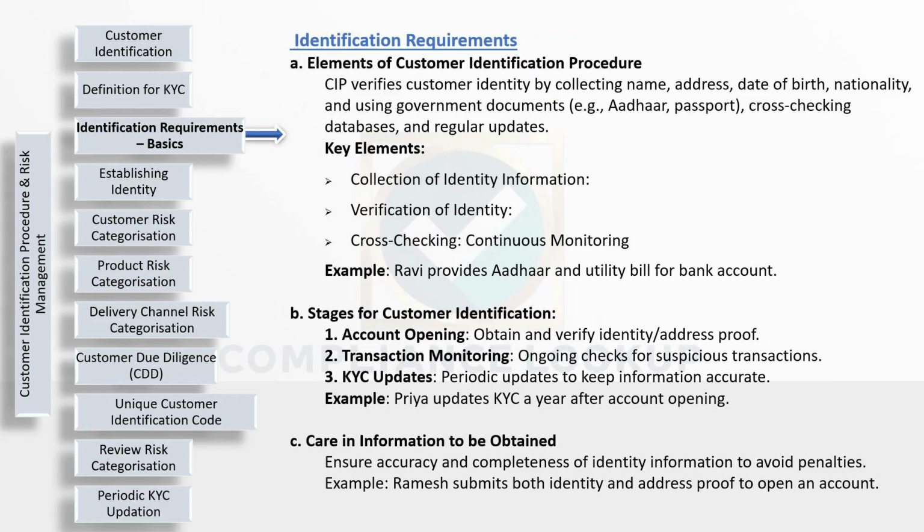Example: a bank asks Ramesh to submit both his identity and address proof. If Ramesh provides only partial information, the bank may refuse to open the account or ask for more documents.